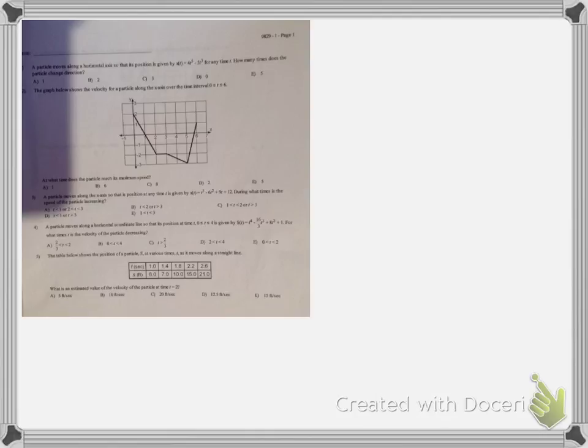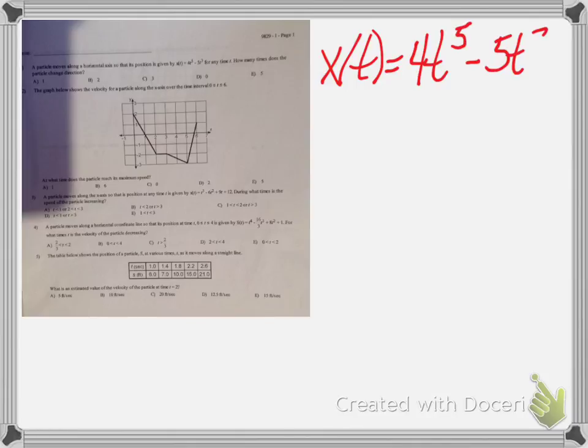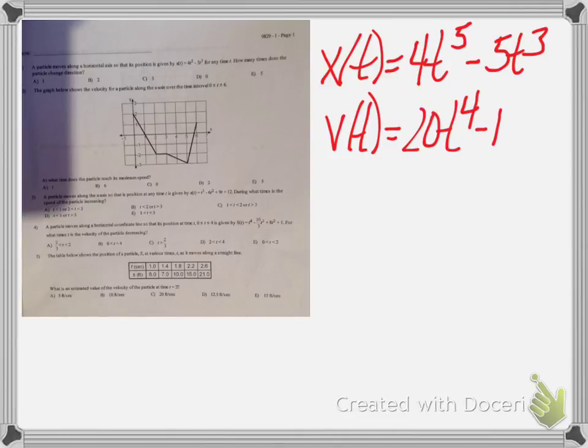So for number one, it's saying that x of t equals this. And how many times does the particle change direction? So the particle is going to change direction when the velocity equals 0. So the velocity is just going to be the derivative. And then we're going to take that and we're going to set that equal to 0.